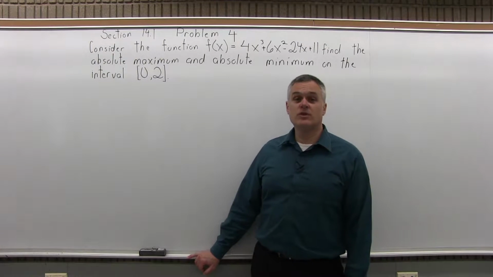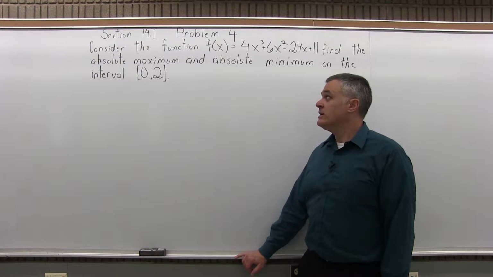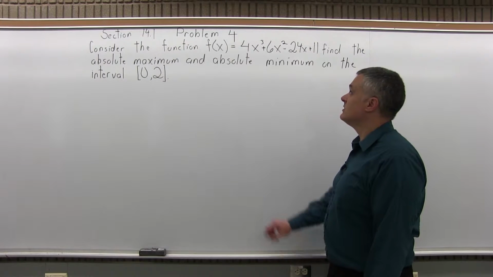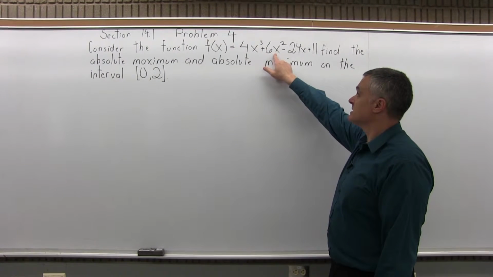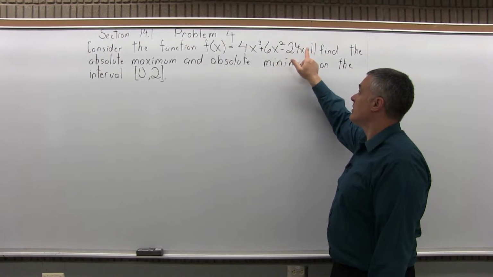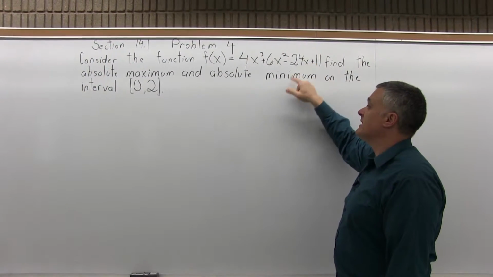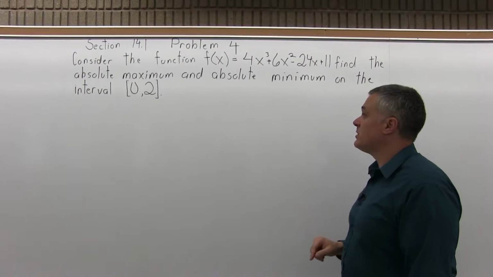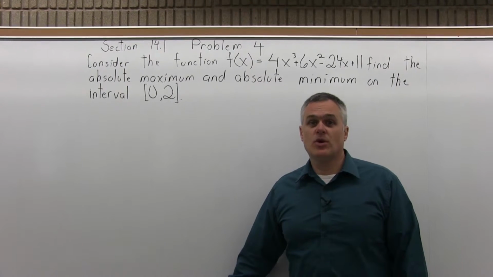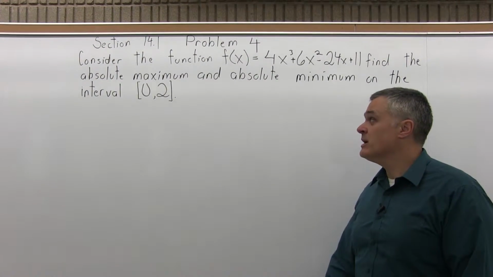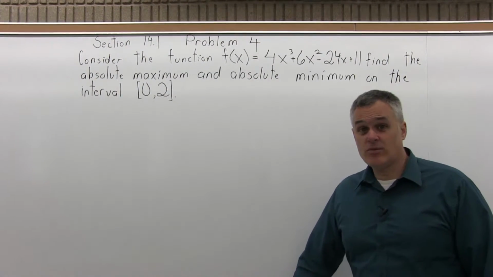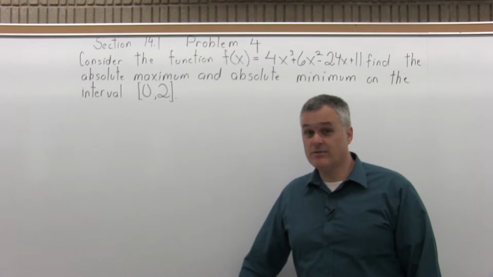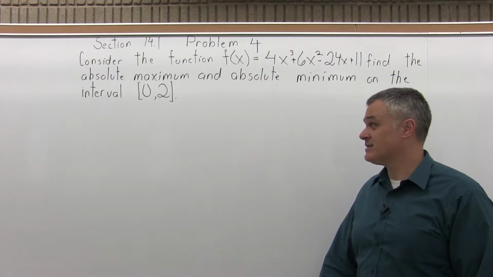This is Section 14.1, Problem number 4. It says, consider the function f of x equals 4x cubed plus 6x squared minus 24x plus 11. Find the absolute maximum and absolute minimum on the interval 0, 2. So from 0 to 2. Now if you notice, this is the same problem as problem number 3, except the interval is different. Now that's going to change the answer.